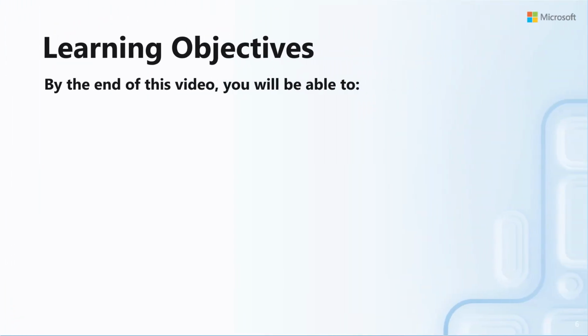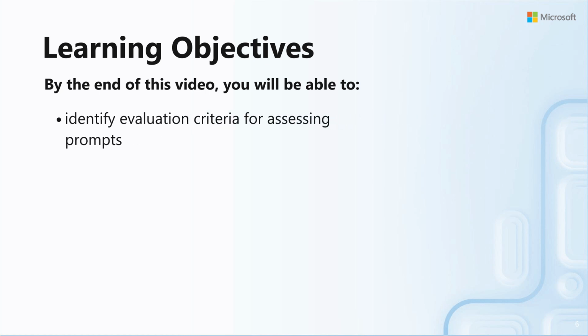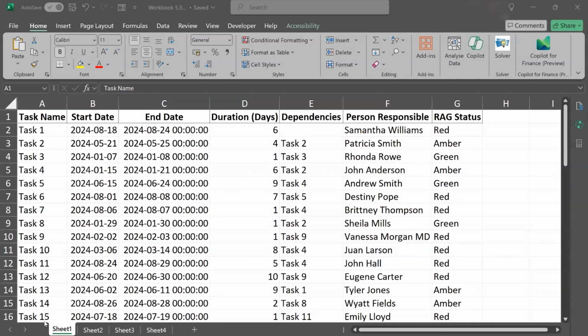By the end of this video, you will be able to identify evaluation criteria for assessing prompts. Let's focus on a real-world example, a project scheduling Gantt chart. Here we have a list of data entries that could be used to create a Gantt chart to keep your team on track. Like humans, AI will also make mistakes. So we'll unpack what to do when your prompts do not yield any results at all.